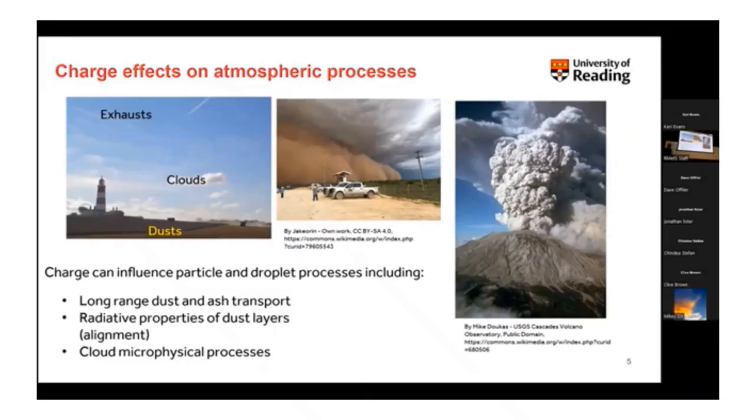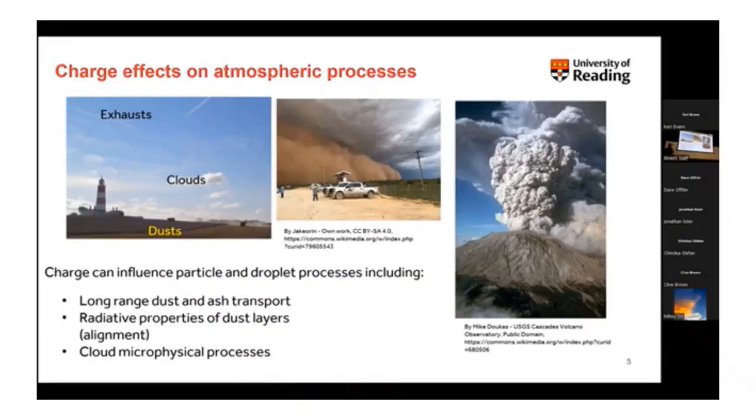Some of the things that we've studied, for instance, is the charge effect on long-range dust and volcanic ash transport. So the idea here is that the charge can maintain the dust or the ash in the atmosphere for longer than it would be normally. And this might explain some strange observations of large dust particles that are transported huge distances and nobody can explain why. Another thing that charge might affect is the radiative properties of dust layers.